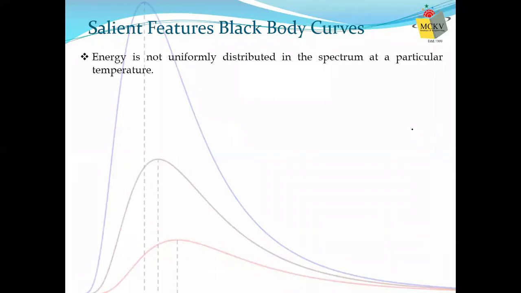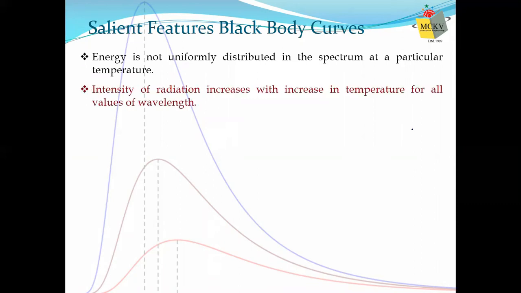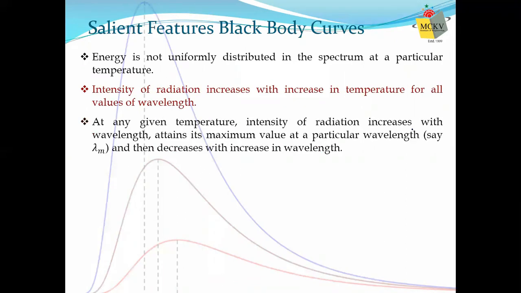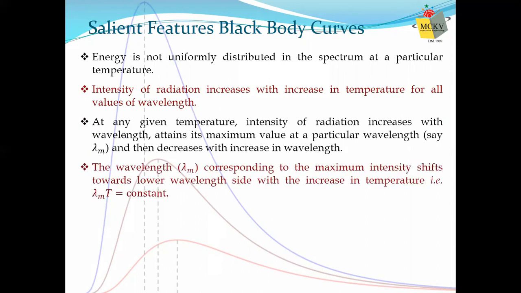So, in summary, the energy coming out of the black body is not uniformly distributed throughout the spectrum at a particular temperature. Rather, intensity of radiation increases with increase in temperature for all wavelengths, and at a particular temperature, the intensity of radiation increases with wavelength, becomes maximum at a certain value of wavelength, and then decreases with increasing wavelength. The wavelength corresponding to the maximum intensity shifts towards the lower wavelength side when the temperature is increased.